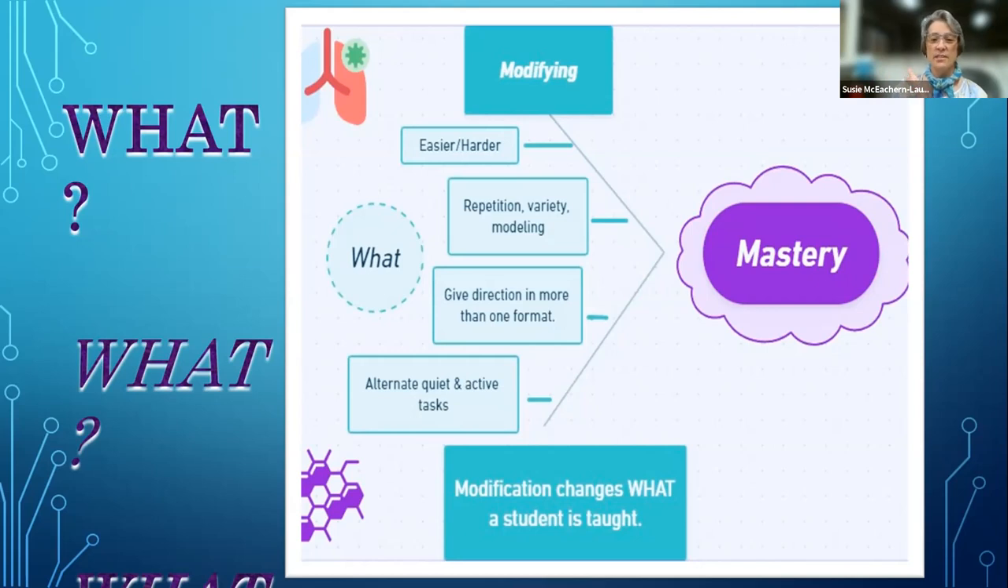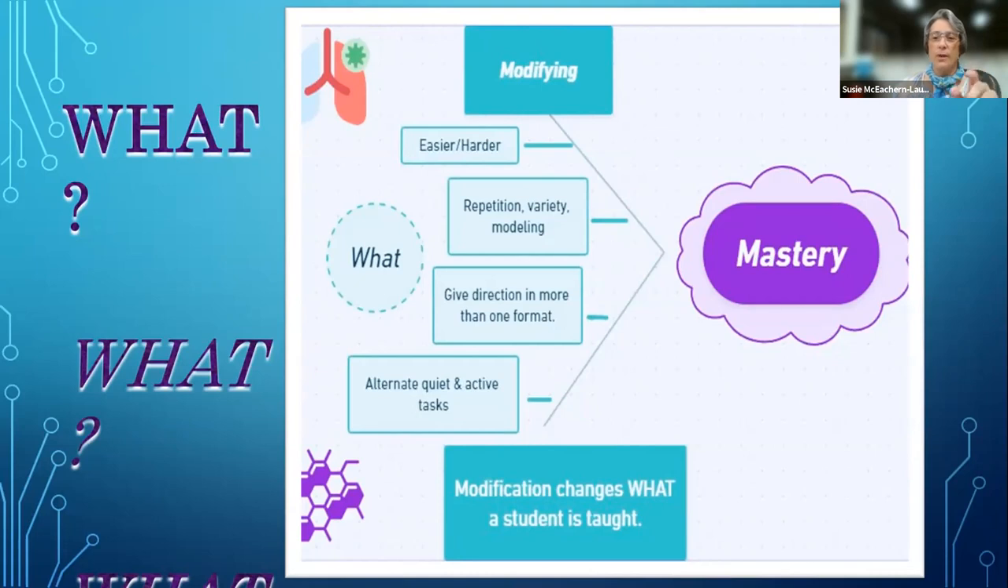So repetition is an example. Giving the same information in a variety of ways. Doing it, seeing it, doing it, teaching it. Modeling how you do something.